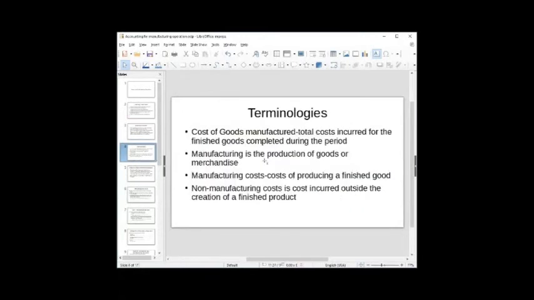Let's have first the different terminologies under this topic. The cost of goods manufactured is the total cost incurred for the finished goods that is completed during the period. While manufacturing means production of goods or merchandise. You will also have this manufacturing cost, and this is the cost of producing a finished good. A non-manufacturing cost is a cost incurred outside the creation of finished product.